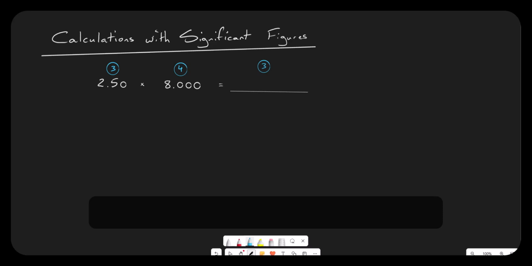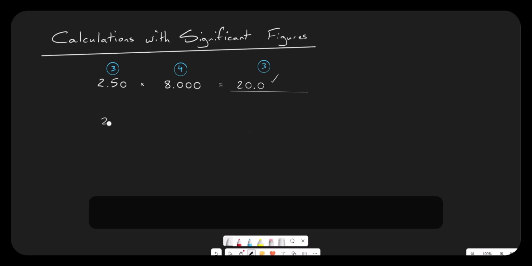Alright, 2.5 times 8, that is 20. And I need this to have 3 significant figures. 20.0, 1, 2, 3. That's how I'm going to write this number. I'm going to do another one.